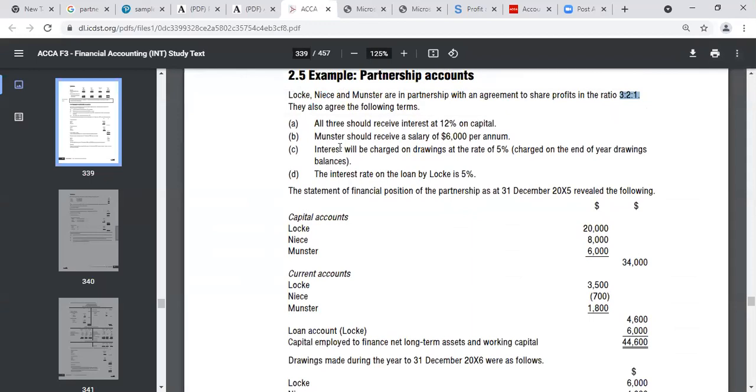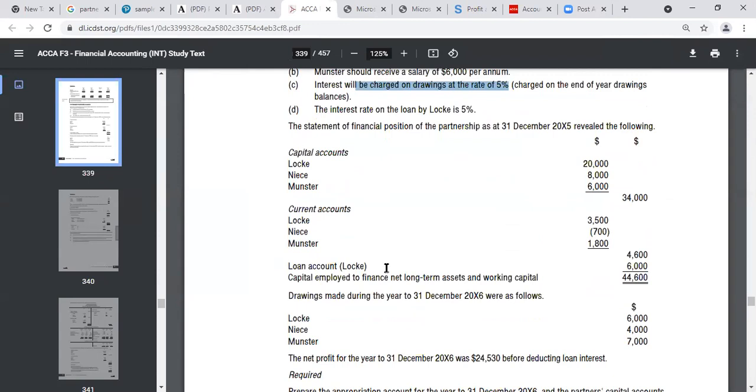They told us that interest will be charged on drawings at a rate of 5%, and this is charged at the end of the year. So ours is to find out what the drawings in the period are. They're telling us that during the year, 1st to 31st December, drawings were the following. So these are the drawings we have. Since we have interest on drawings, which is 5%, to find the interest on drawings, we apply the 5% on each of them. And that interest on drawings should be added to our net profit from the income statement.